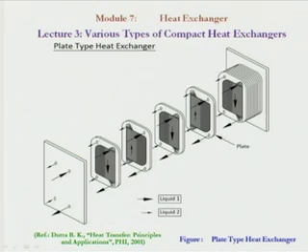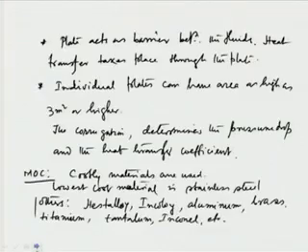Similarly, this is coming upward, and then it's looped and going to this side. So this is what is called a parallel flow arrangement between the two liquids. Fine.